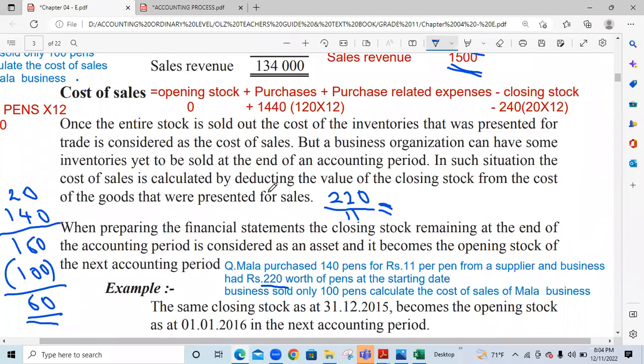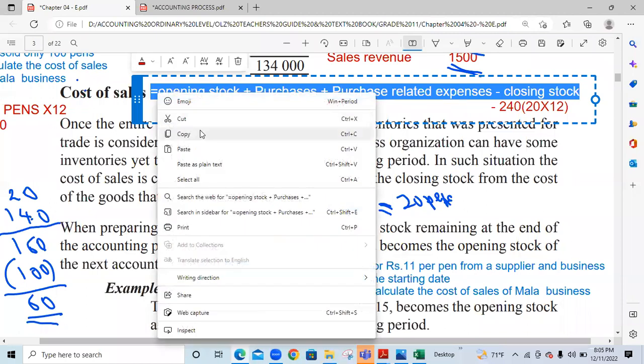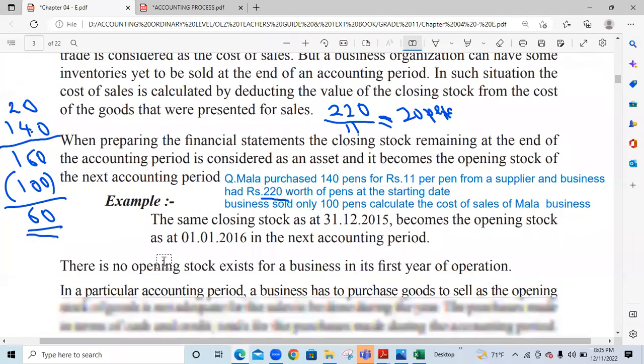Do you all get what I'm saying? At the starting date, 220 worth of pens is there. Each pen 11 rupees means at the starting date you have 20 pens. You purchased 140 pens, so now you have 160 pens. You sold 100 pens, so at the closing date you have 60 pens remaining. Okay, guys, now let's put this equation. See whether you all got the same answer. Let's put this equation and get the answer.